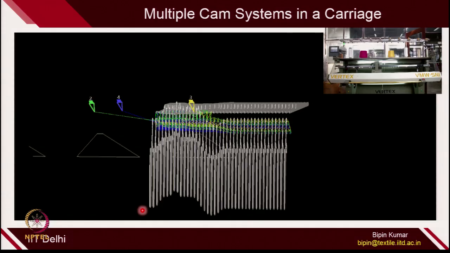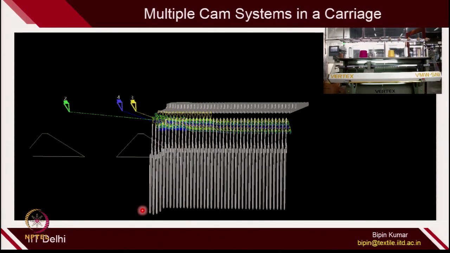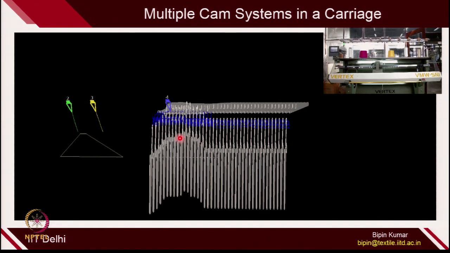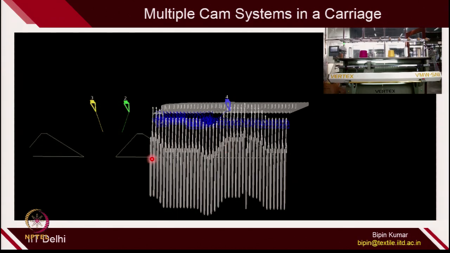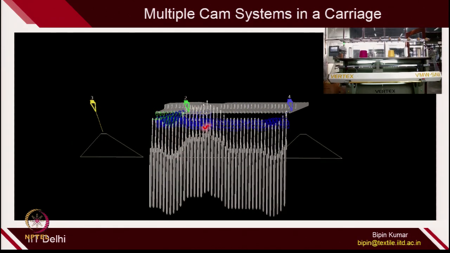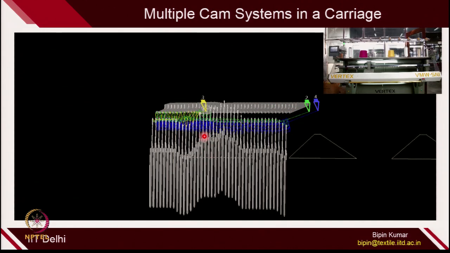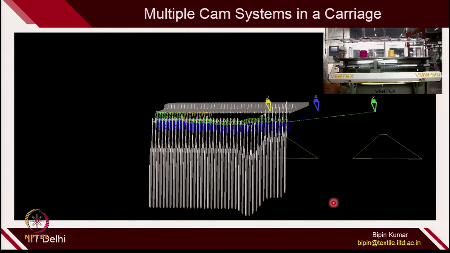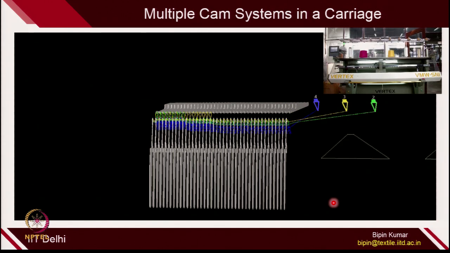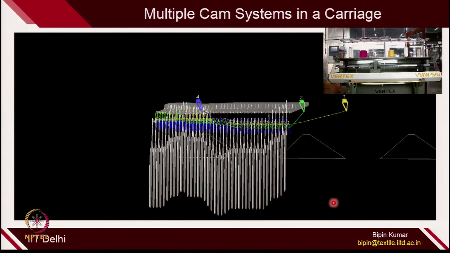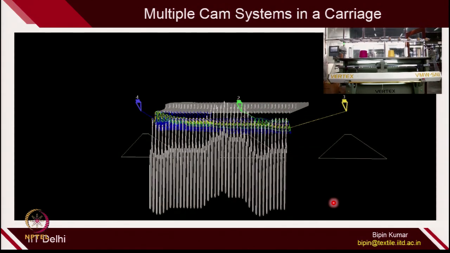So, in one go when you are going from left to right, you are actually creating 3 courses simultaneously, because you have a 3 cam system and each cam system can make loop, tuck and float. Once the blue cam system completes its functions, the needles are free, and then the second cam system starts making the loop. Once the second is done, those needles become free for the third cam system, and in this way you can create multiple courses by one traverse movement. So, once you go from left to right, you can simultaneously create 3 courses. You can imagine the productivity can go 3 times in the same time interval.